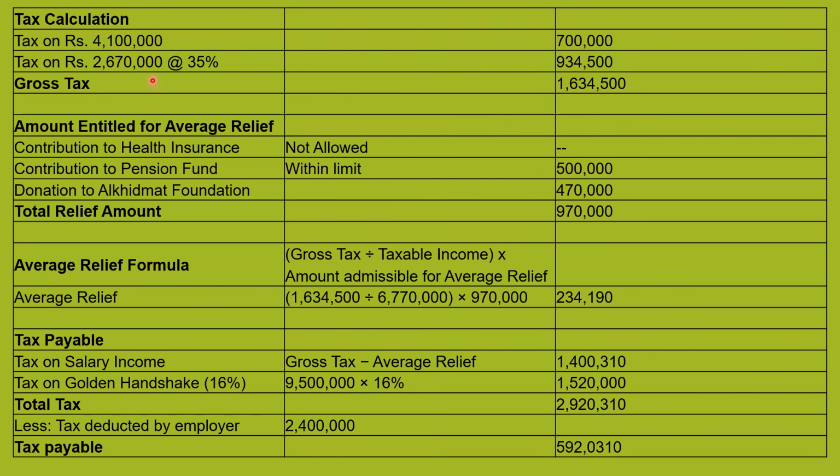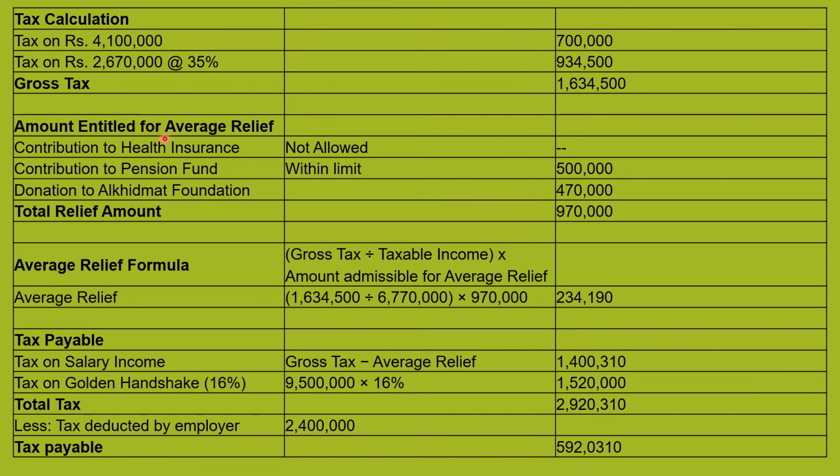In our case the total income was 67 lakh. Out of 67, when we subtract this 41 lakh, the remaining amount is 26 lakh. Tax on 41 lakh is 7 lakh, and on 26 lakh 70,000 we will apply the rate of 35%. It is given in the slab rates by FBR in Income Tax Ordinance 2001, presented in the budget in June 2024 for tax year 2025. So the tax on 26 lakh 70,000 at 35% is 9 lakh 34,500. The total tax is 16 lakh 34,500. This is the gross tax on the income of 67 lakh 70,000.